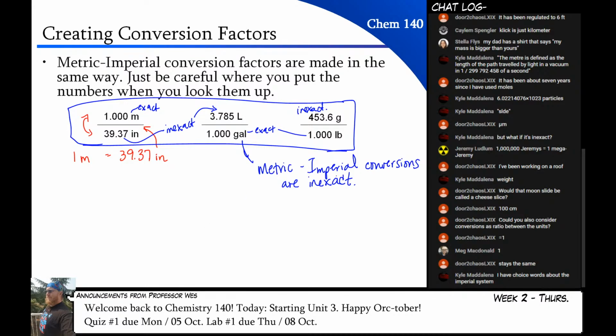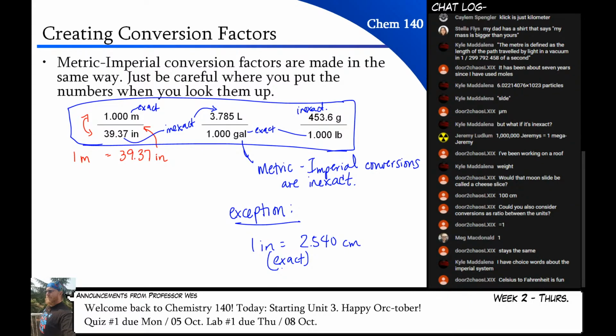Now, I've written this here. Metric imperial conversions are inexact, but there is one exception. And that is this. Don't ask me why. Someone said, you know what we're going to do? We're going to align centimeters to inches as a definition. Like, why? Why would you do that? I don't know. It's the one exception. All other metric to imperial conversions that I can think of are inexact.